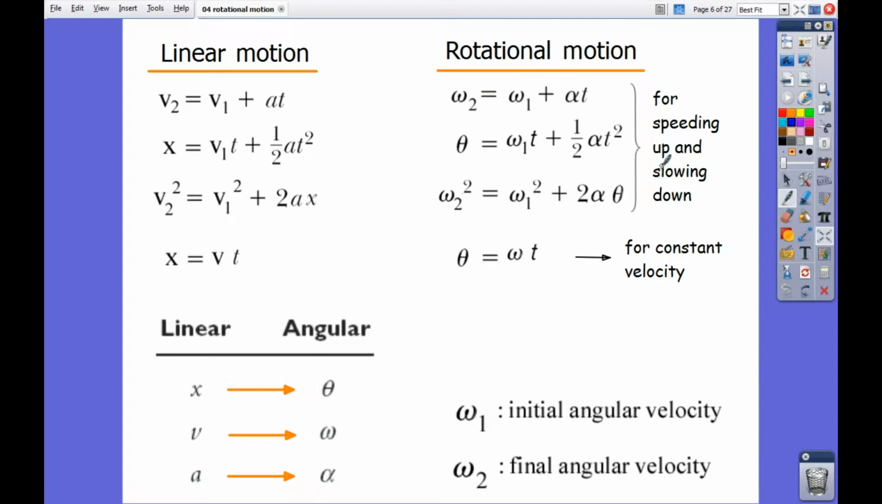So in this formula, there is acceleration. That means the object is speeding up or slowing down. Well, if there is no acceleration, so it is constant in velocity, angular displacement equals angular velocity times time.